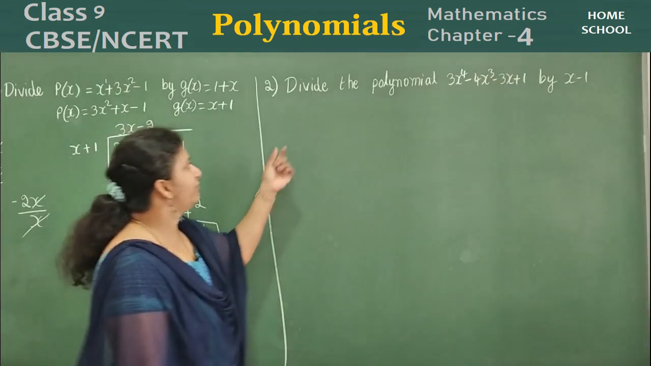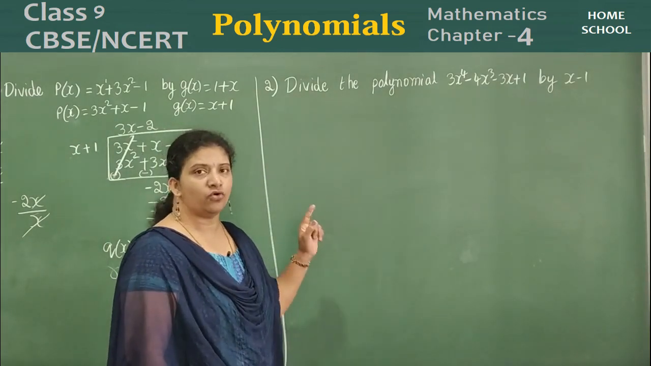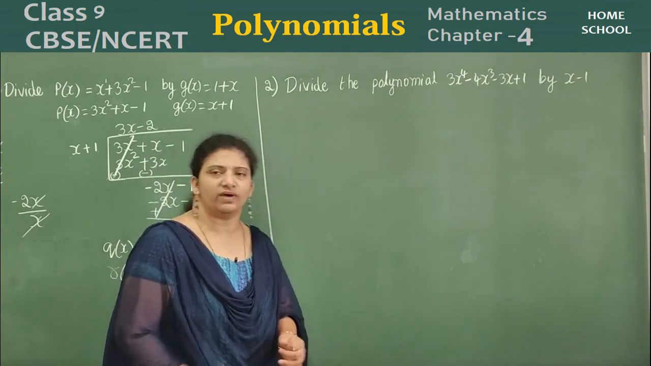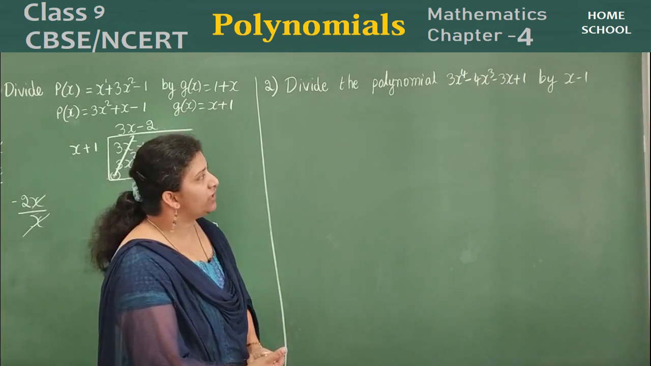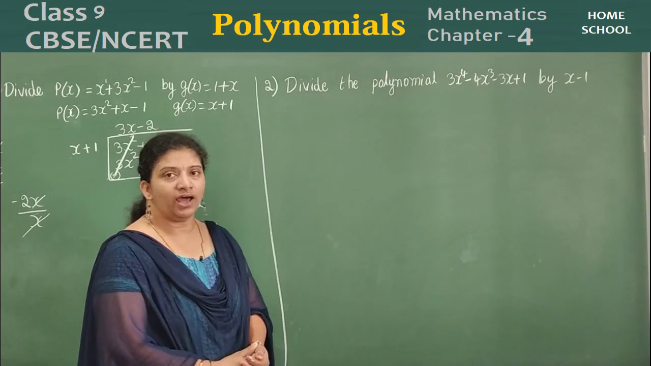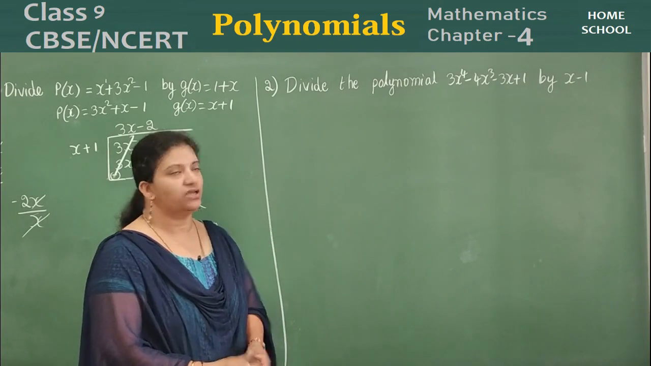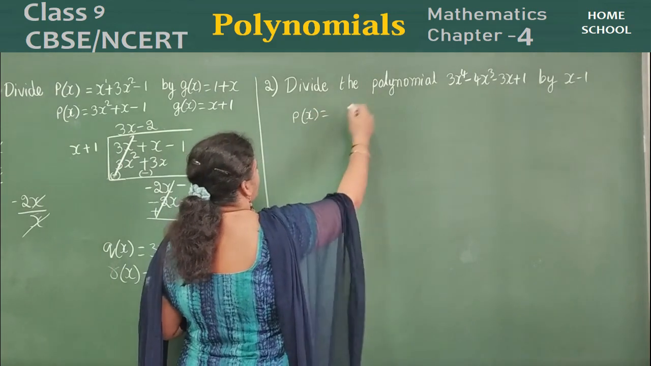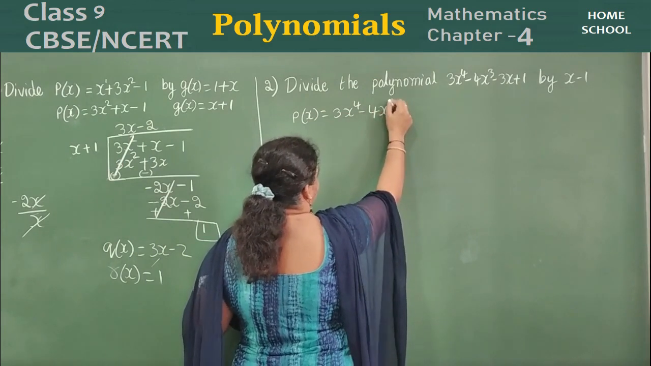Look here carefully. Divide the polynomial 3x power 4 minus 4x power 3 minus 3x plus 1 by x minus 1. First thing we need to do, we need to see the degree of the polynomial. See the degree of the polynomial, this is 4 and that is 1. So, when you are arranging your polynomial, you should arrange from the highest power to the lowest power. So, let me start here. p of x is equal to 3x power 4 minus 4x cube.